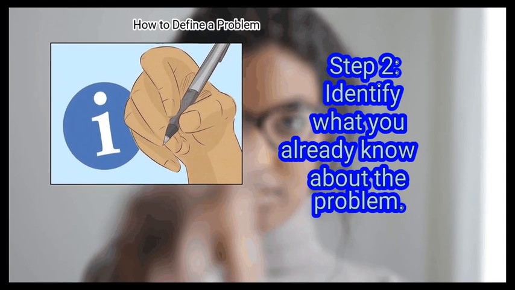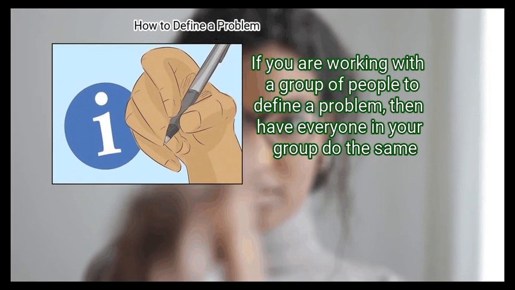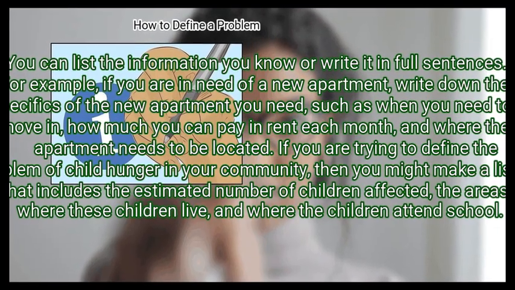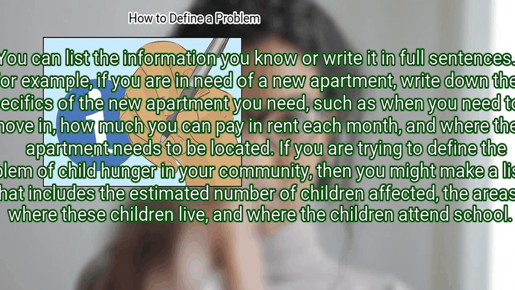Step 2. Identify what you already know about the problem. Write down as much as you know about the problem. If you are working with a group of people to define a problem, then have everyone in your group do the same. You can list the information you know or write it in full sentences. For example, if you are in need of a new apartment, write down the specifics of the new apartment you need, such as when you need to move in, how much you can pay in rent each month, and where the apartment needs to be located. If you are trying to define the problem of child hunger in your community, then you might make a list that includes the estimated number of children affected, the areas where these children live, and where the children attend school.